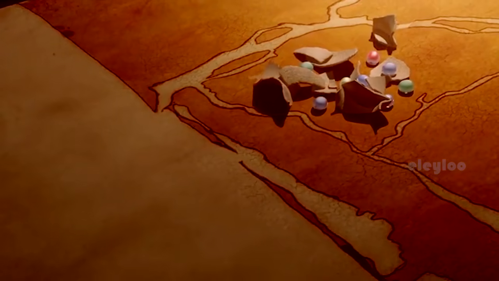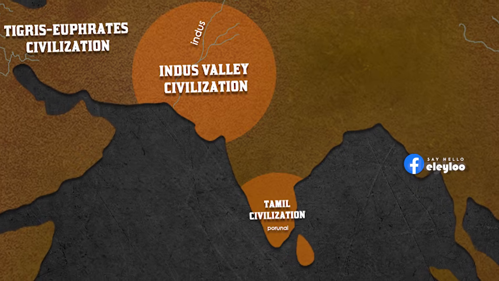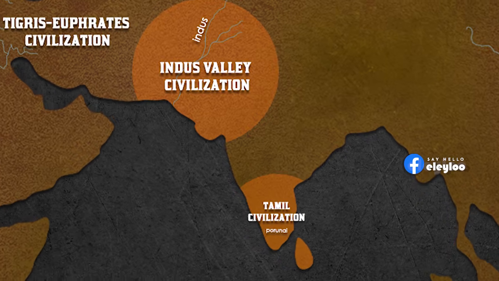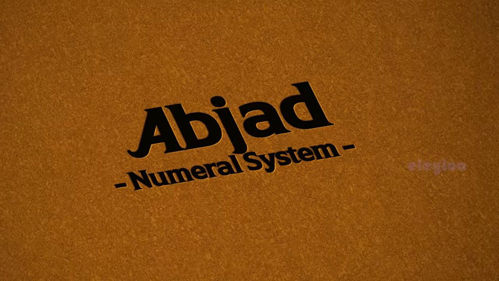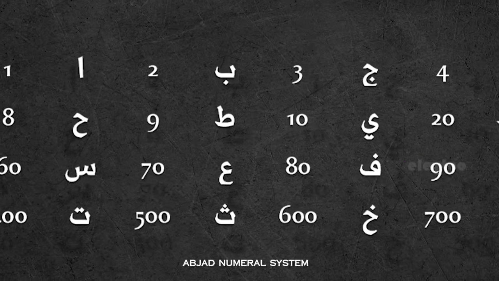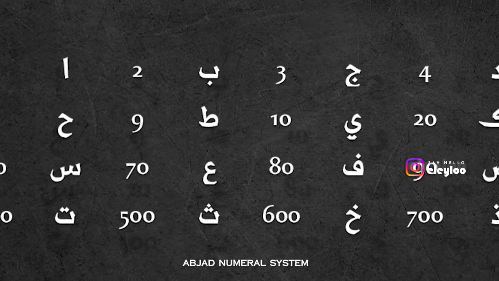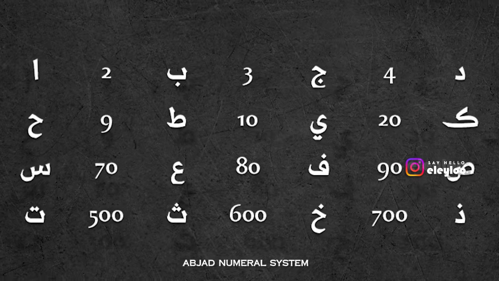However, archaeological and literary evidence points to deeper roots in the ancient Tamil numeric system. Until the 8th century, the Arab regions used the Abjad letter system to represent numbers. Letters were assigned numerical values, extending from units to tens, hundreds, and thousands.